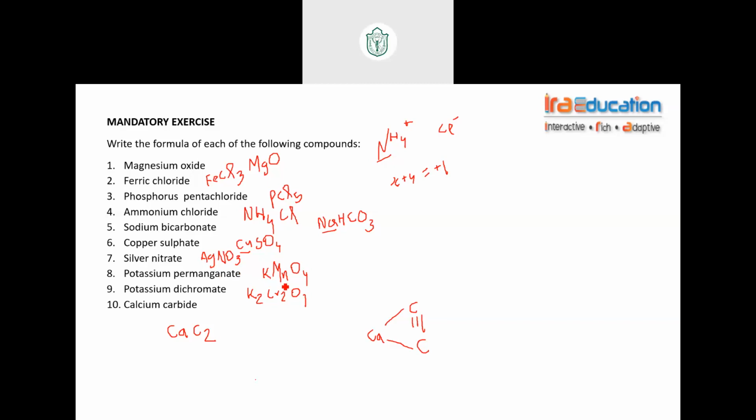Potassium permanganate, KMnO4. Potassium belongs to the first group, so +1. Potassium dichromate, K2Cr2O7. What is the oxidation number of potassium in potassium dichromate? Okay, very good. Thank God I didn't get the answer like 2. Why? Because there are 2 potassiums. It is +1 only, right?